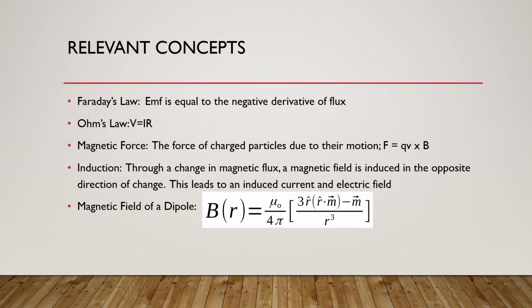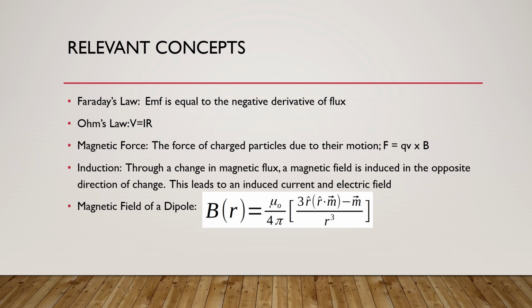Now on to the review of the relevant concepts. Faraday's law, also known as Lenz's law, states that the EMF is equal to the negative derivative of flux, which is basically that voltage is equal to the negative derivative of flux. Ohm's law states voltage is equal to current times resistance, and we can apply Ohm's law to Faraday's law to get current from the flux. Magnetic force is the force on charged particles due to their motion, and one formula for it is charge times the velocity cross product with B.